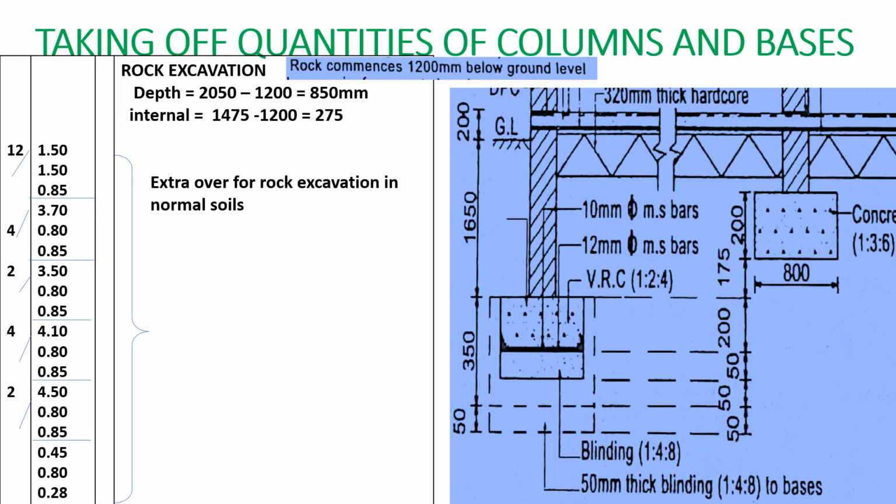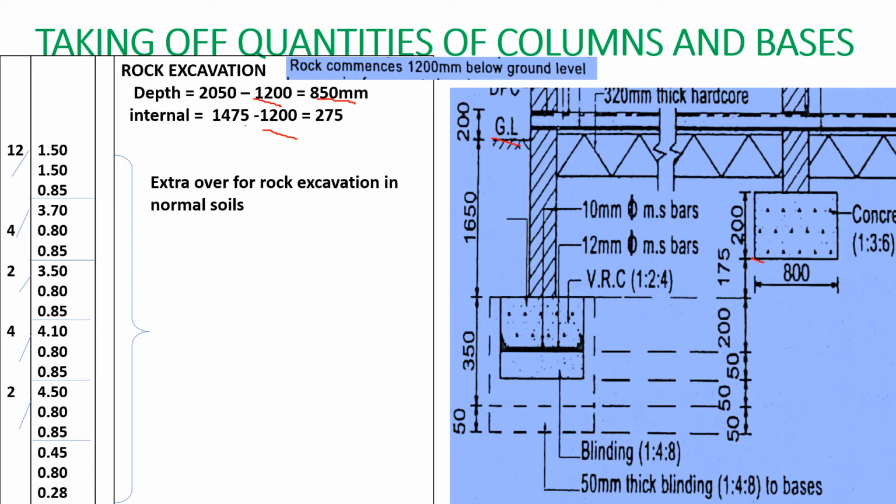Now let's go to rock excavation. We've been told rock commences 1200 millimeters below ground level. We have our rock that is commencing there. So what we do, we find the total depth. The total depth from here up to down here is 2050, and then we subtract the rock. So we'll find that our rock is from the ground level, our rock is at 850 millimeters. And then for the internal wall, because the rock is also there, because our depth is exceeding 1200, we are going to find the depth, that is 1650 minus 175. So from here up to the ground level is 1475, and then we subtract 1200, that is going to give us 275. So we book that one.